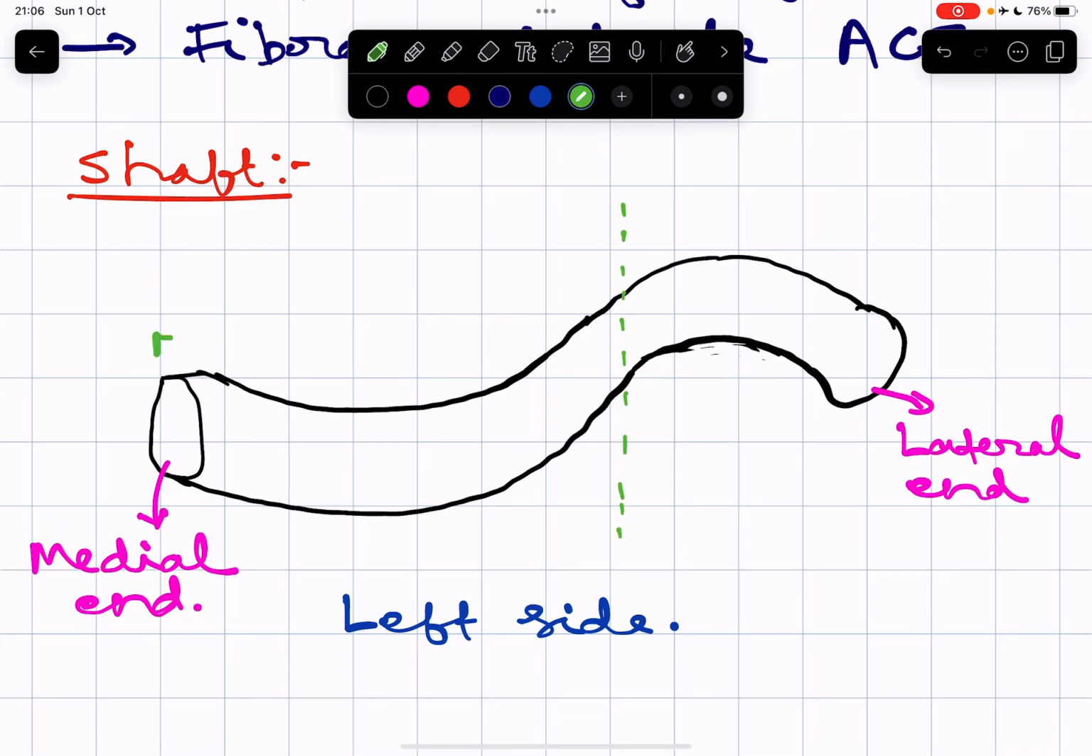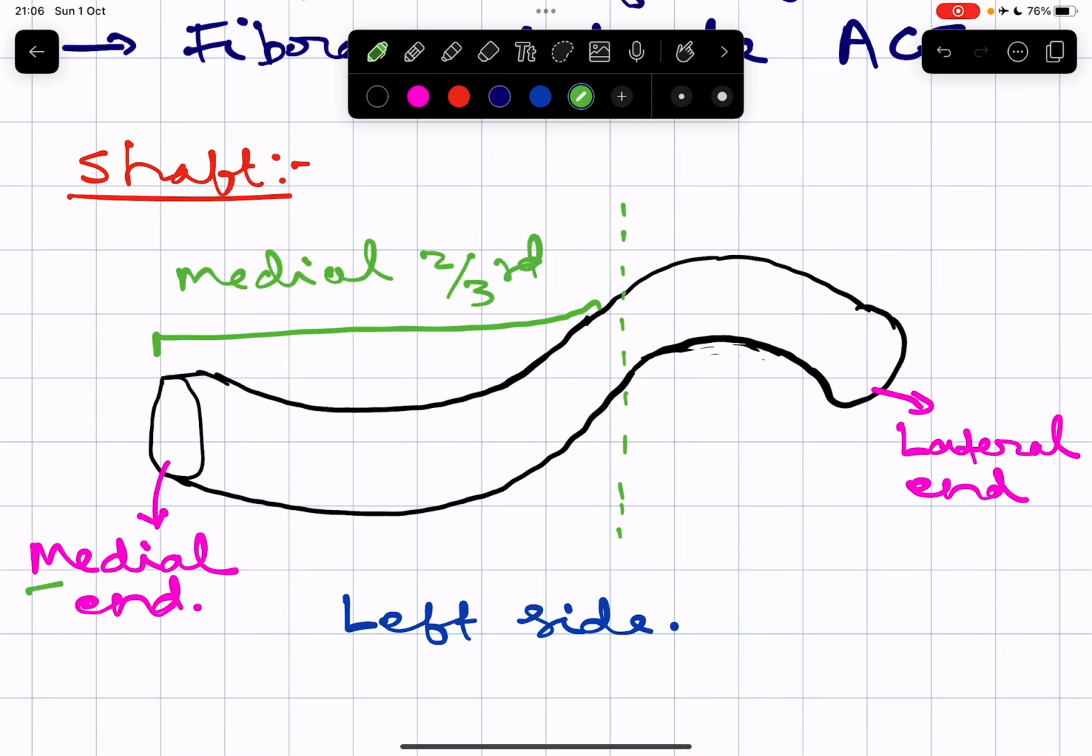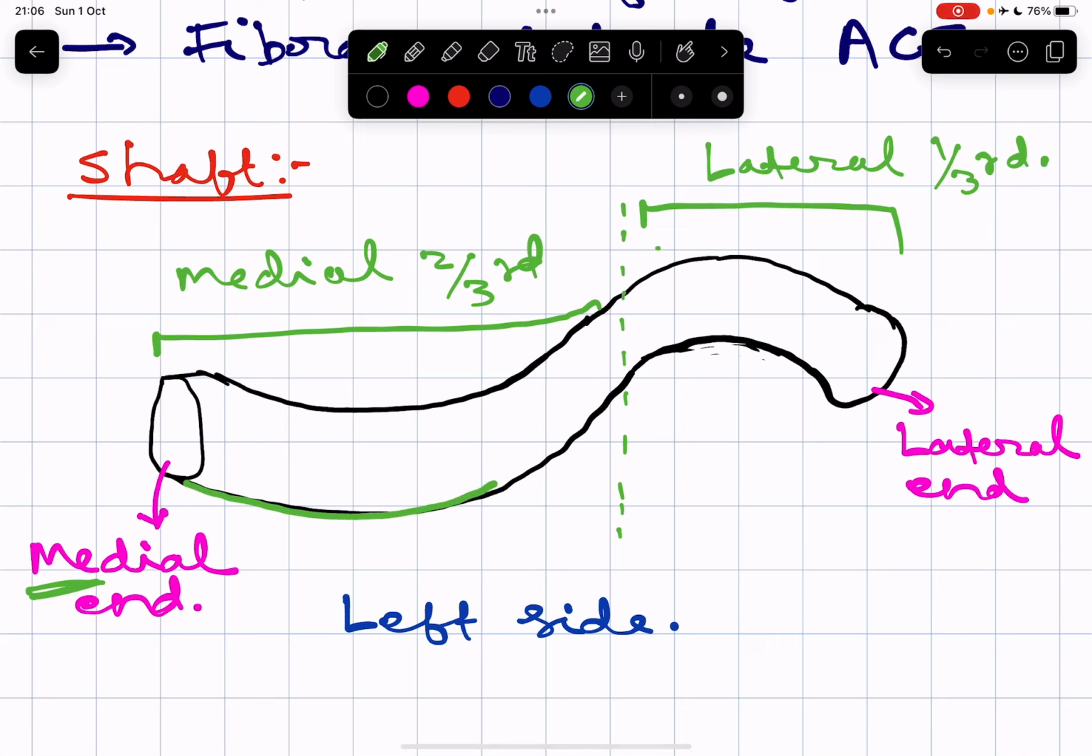This part is the medial two-third, because this end is the medial end, and from here to here this is the lateral one-third. So there is a curvature. This curvature is convex anteriorly, as you can see, and the lateral one-third is concave anteriorly, right? So that's the difference in the curvature.